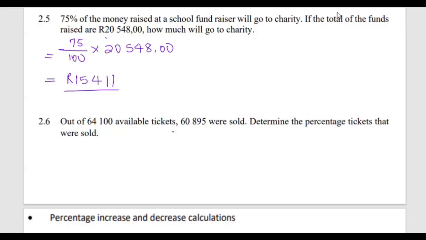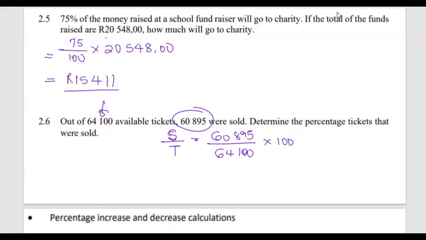So simply meaning they sold over the total number of tickets, out of 64,100. This number here is out of this. As you're looking for fractions, please, a bigger number should be the denominator. A bigger number should be the denominator.